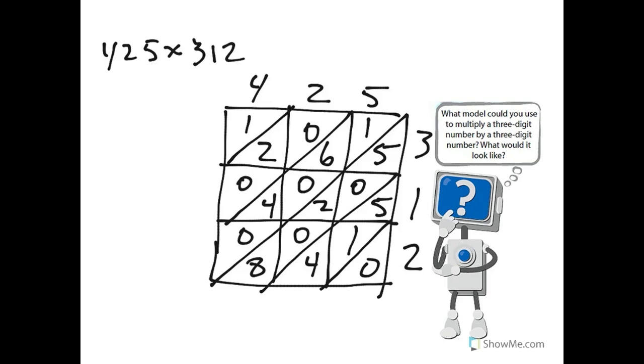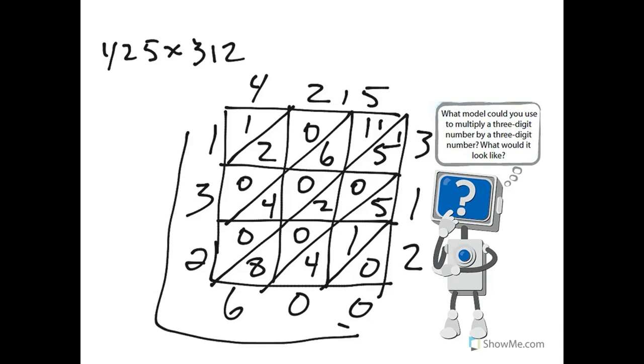All right, so we get 0. We get 10. Add that 1. 6, 8, 16. Carry that 1. 2, 8, 12, carry that 1, 3, and 1, 132,600. See, because we go this way. So it'd be 132,600.